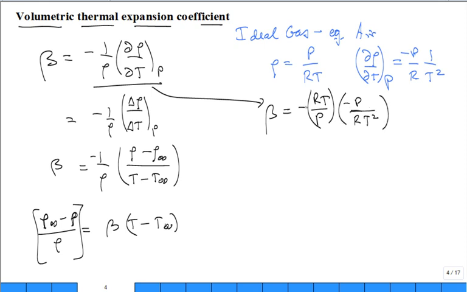The minus signs, two of them turn into a plus. The pressures cancel, the R's cancel, one of the T's cancels, and we're left with a very simple, startling result: the volumetric thermal expansion coefficient for an ideal gas is equal, very simply, to 1 over T. Do you remember that, if you took thermo with me? I cover it when I cover thermo.